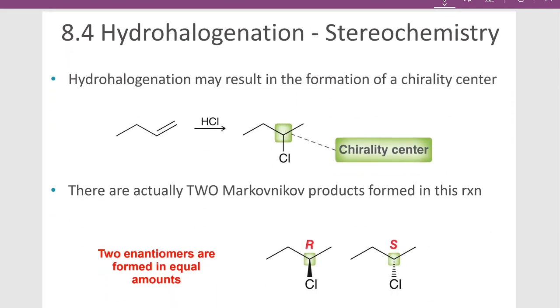Now, we had regiochemistry for this reaction, but we also have stereochemistry to worry about. If the addition of that halide forms a chirality center, then we will have stereochemistry to worry about. So in general, we form equal enantiomers of R and S for the products. So we're going to get a racemic mixture of products.